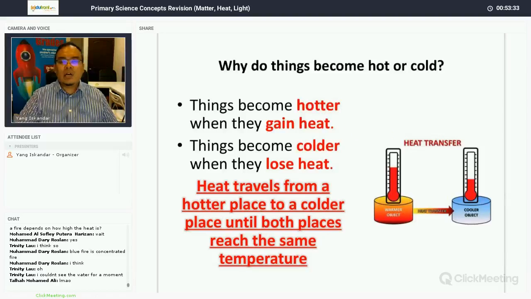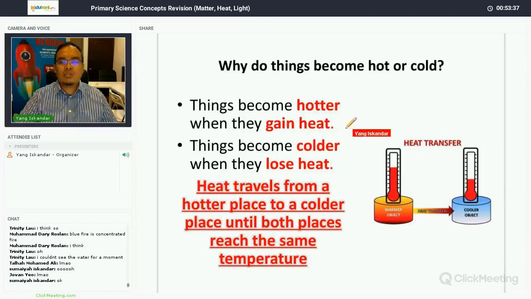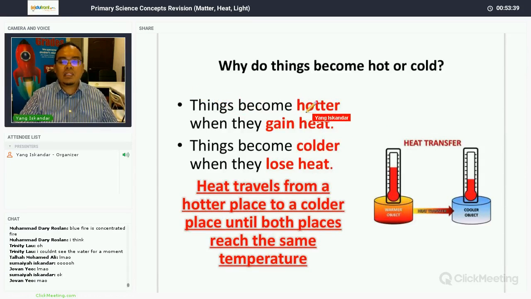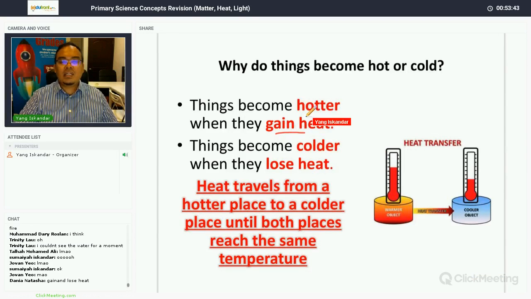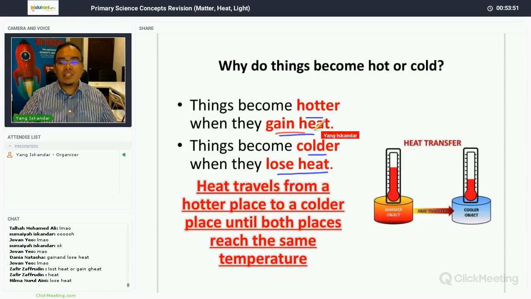Now, why do things become hot or cold? Things become hotter when they gain heat. Things become colder when they lose heat.